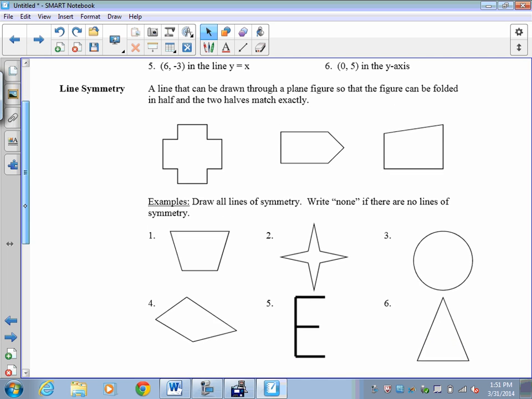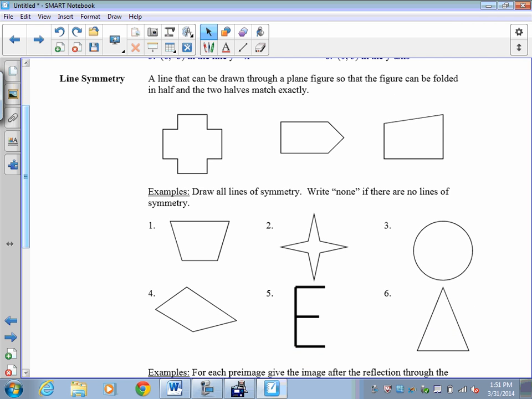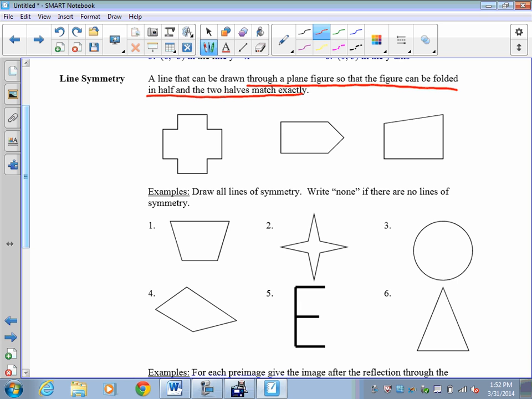So the last thing we're going to talk about is line symmetry. Line symmetry and reflection are very similar because if I draw a line, it's going to cause a reflection. So basically the way to think of it is if you fold over a sheet of paper, you're going to have two halves match exactly, which is what we have here. So the figure can be folded into two halves and match exactly.